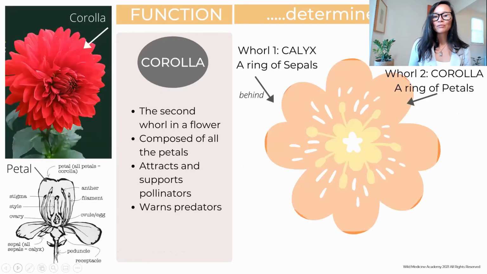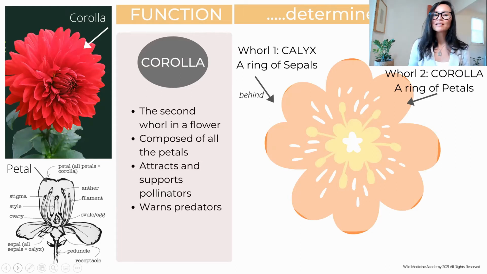Next up, we have the corolla, which is the second whorl. So we're coming in now towards the center of the flower. Usually the petals are bright and colorful, and their role is to attract and support pollinators. So they will attract the pollinators to come to the flower to fertilize it. And in many cases, they provide a landing pad of sorts for pollinators to land on.